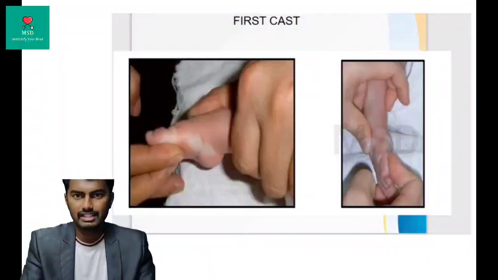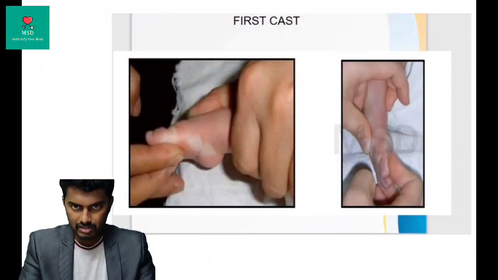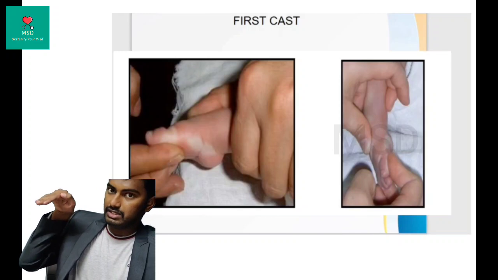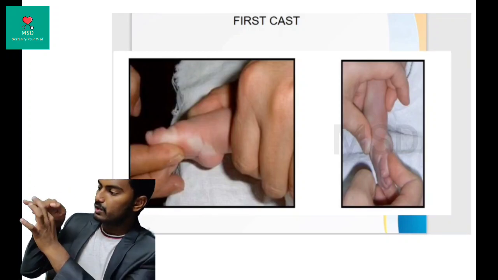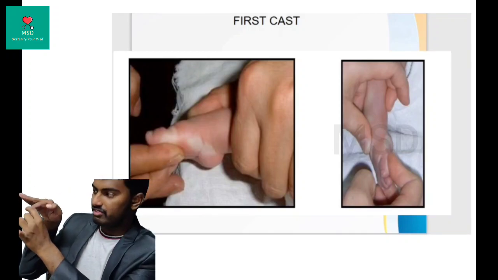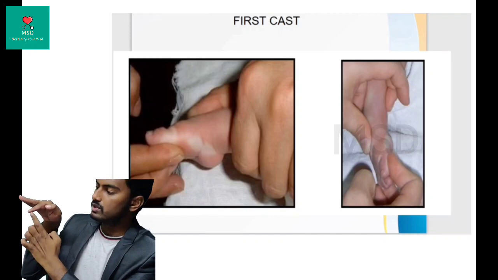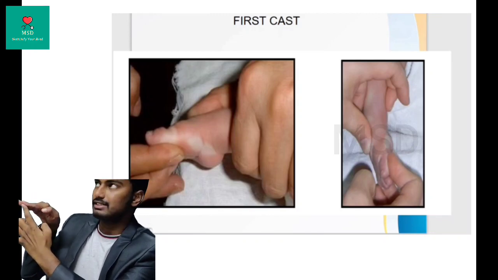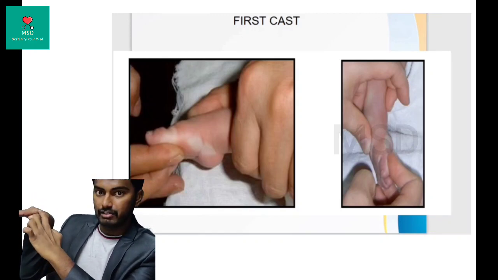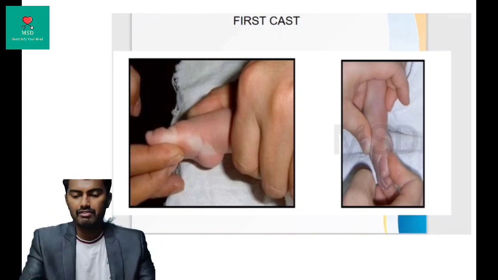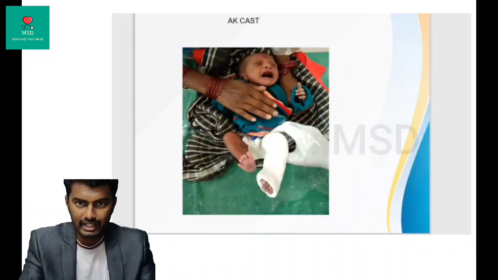So in the first casting, you do the correction of the cavus deformity. Since the cavus deformity looks like this due to the plantar flexion of the first metatarsal, what you do is gently dorsiflex this first metatarsal so the forefoot and the midfoot will get aligned. After this, we apply an above-knee casting.